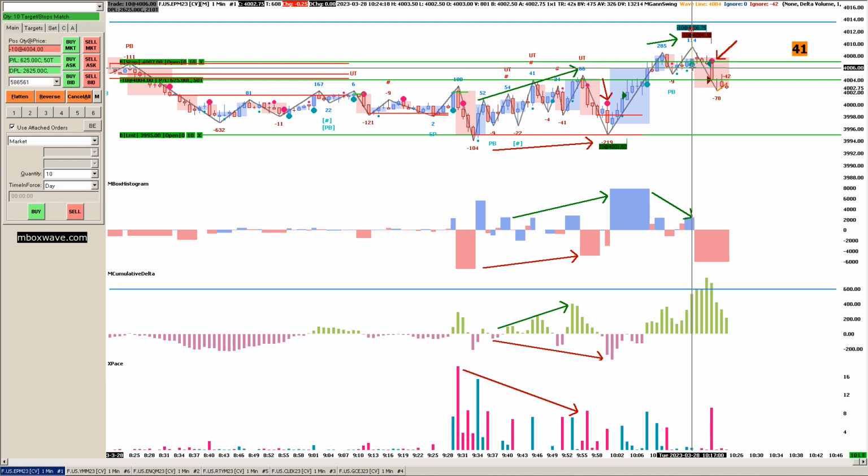I'm playing these lines, so I'm banking that this ceiling, we broke down through it, and I'm betting that it is a resistance line. So I'm going to put the video on pause and let's see what happens.